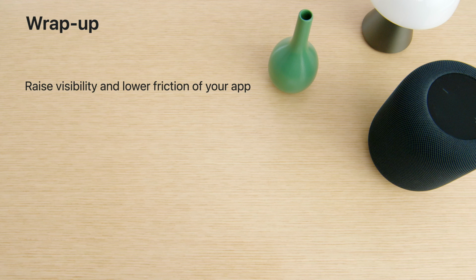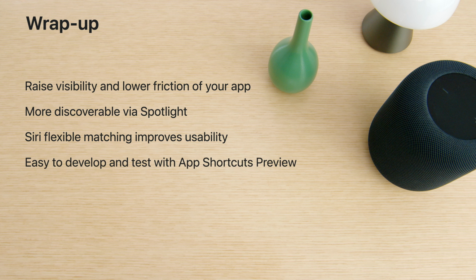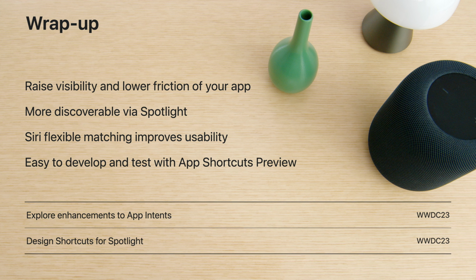I want to wrap up by reiterating some key takeaways. App shortcuts help raise the visibility of your app's features throughout the system, and lower the friction to habitual usage of your app. App shortcuts are more discoverable than ever, with prominent placement right in Spotlight helping drive more usage of your app and more styling options to help your app stand out. App shortcuts with Siri are hugely improved with flexible matching, allowing users to trigger app shortcuts with their voice more easily. And developing and testing app shortcuts is faster and easier with the new App Shortcuts Preview tool in Xcode. For deeper dives into app intents and app shortcuts, there are 2 more sessions from this year you should check out.